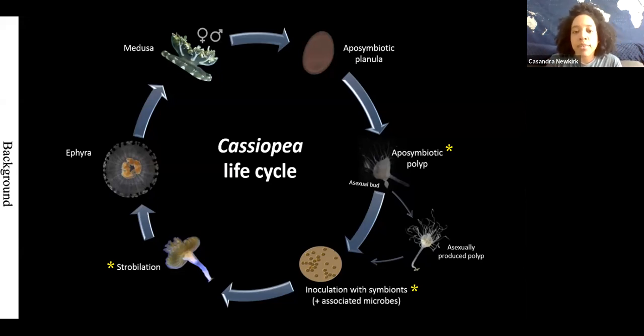So inoculated with symbionts. This is where Cassiopeia starts to differ from other scyphozoans, in which the only way that Cassiopeia can move on through the rest of the life cycle is if they're inoculated with symbionts. So once they have a high enough complement of symbionts, the animals will go through a process called strobulation, which is really common among scyphozoan jellies. So the top portion of the polyp where the tentacles are will pinch off to form what is known as an ephyra or a juvenile medusa. The ephyra will continue to grow into the medusa stage that we started the life cycle with.